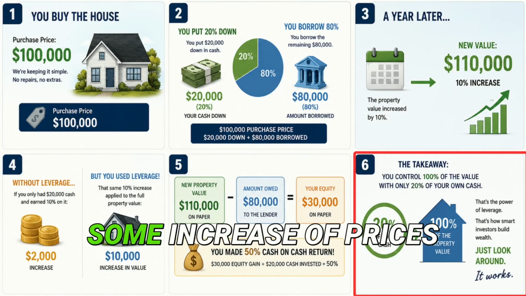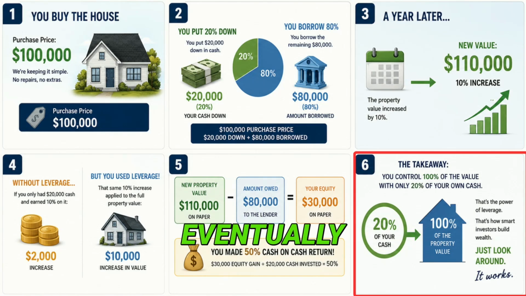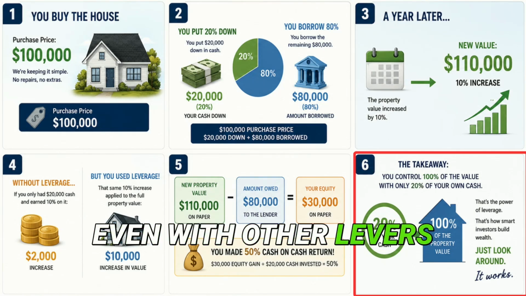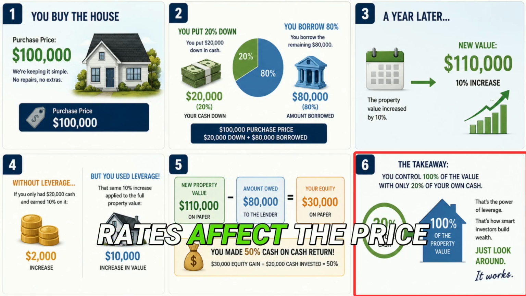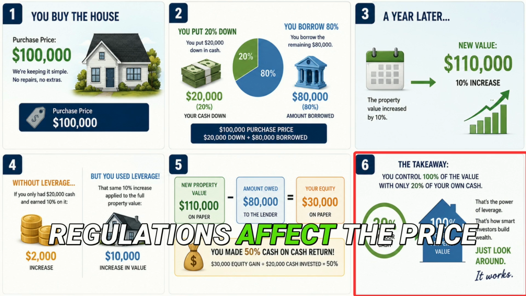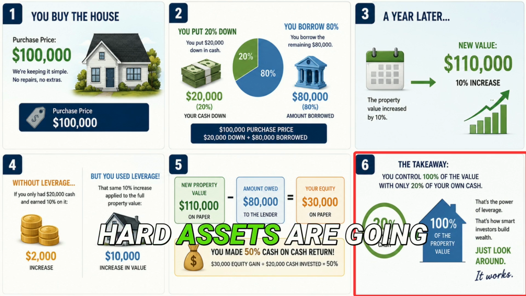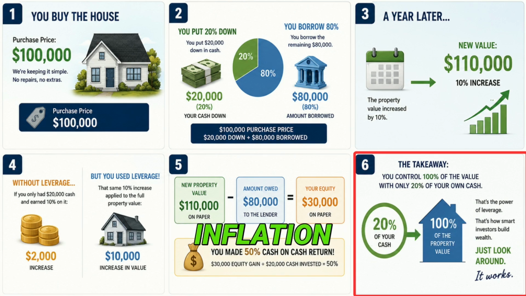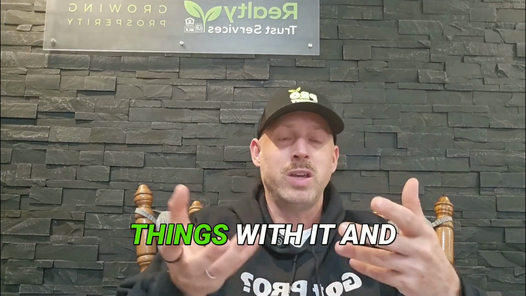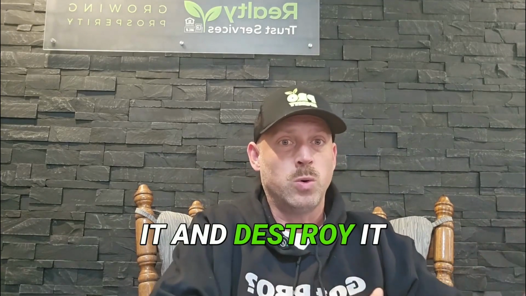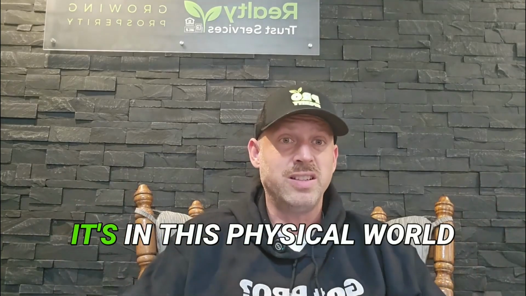So there's going to be some increase of prices eventually, even with other levers causing the price in real estate to go up and down, not always 100% tracking. Interest rates affect the price, and regulations affect the price. But overall, hard assets are going to follow inflation, and a house is a hard asset. In other words, it's not a financial instrument. It's tangible. You can go to that house, touch it, fix it, destroy it. It's in this physical world.